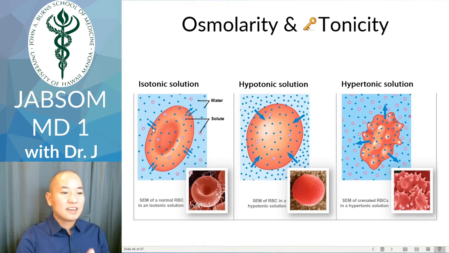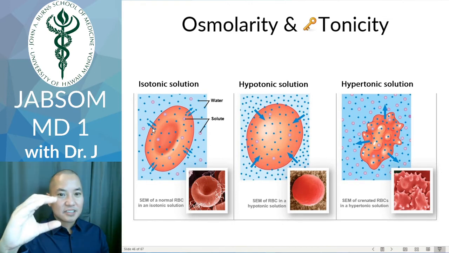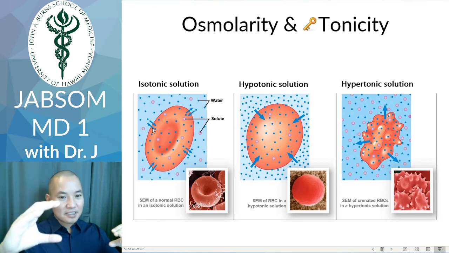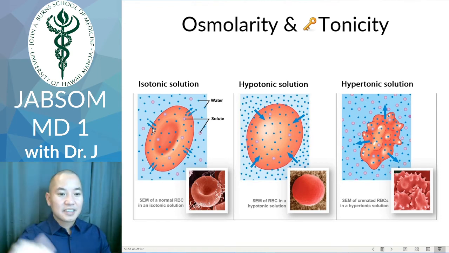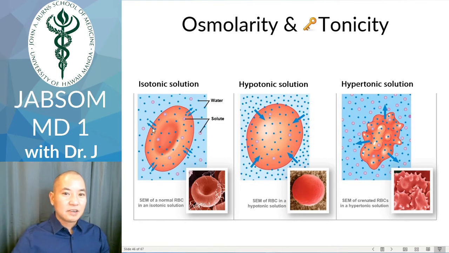Now, back to isotonic, hypotonic, or hypertonic. You're starting with the extracellular fluid, and then you have an intracellular fluid. Is the extracellular fluid less concentrated than the inside of a cell? It's hypotonic. If the extracellular fluid, your starting point, is more concentrated than the inside of the cell, it's hypertonic. So in medicine, you're typically looking from the outside in. Tonicity refers to the extracellular fluid, or a fluid that's being introduced, compared to the normal solute concentration inside of a cell.